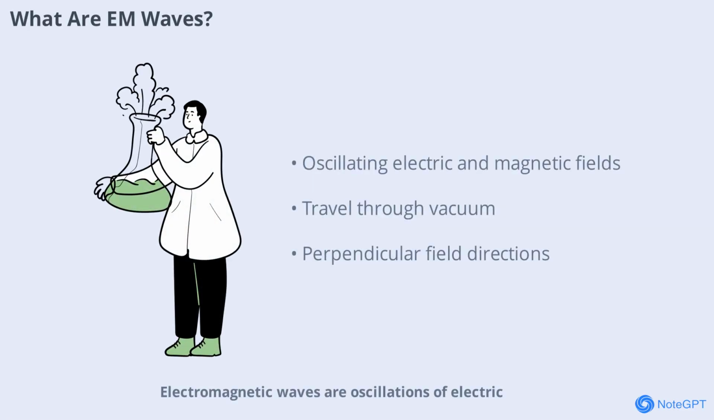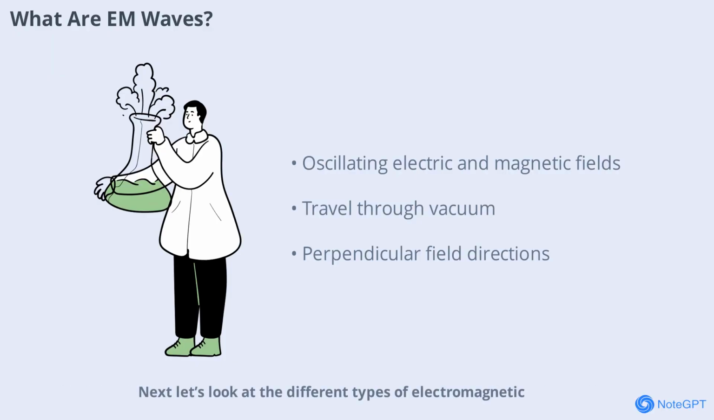Electromagnetic waves are oscillations of electric and magnetic fields that travel through space. Unlike sound waves, which need air or another medium, electromagnetic waves can move through a vacuum. This unique property allows them to travel from the sun to Earth, bringing us light and warmth. The two fields, electric and magnetic, are always perpendicular to each other and to the direction the wave is moving. This interplay is what makes electromagnetic waves so fascinating and versatile.